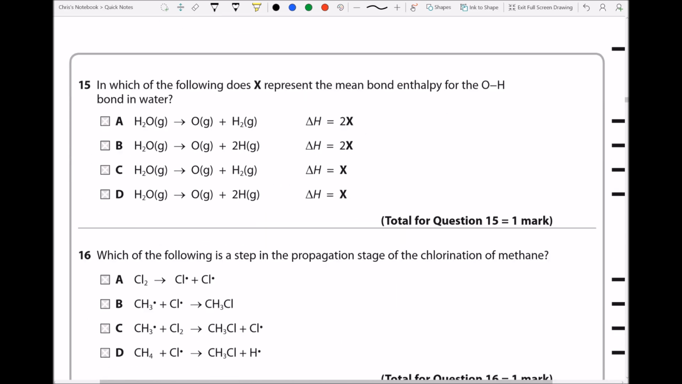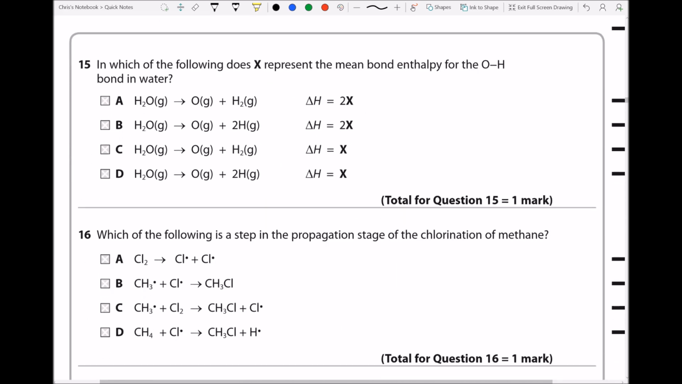Okay. Right, question 15. It says, in which of the following does X represent the mean bond enthalpy for OH bond in water? So mean bond enthalpy, obviously we're looking at trying to break bonds, but let's look at the molecule first. So we've got water. We're going to break two bonds there, and what we're going to form is an oxygen and two hydrogens as well. So we're looking for an equation that shows the formation of one O and two hydrogens.